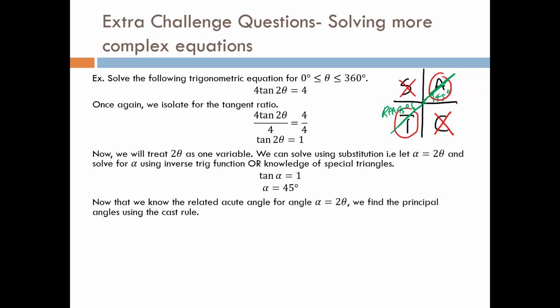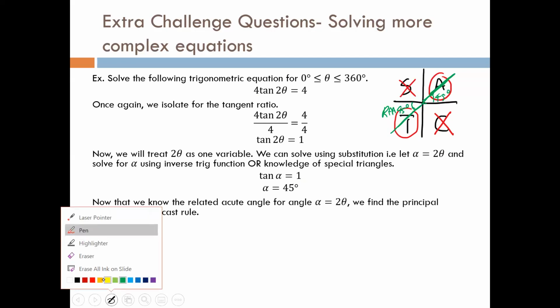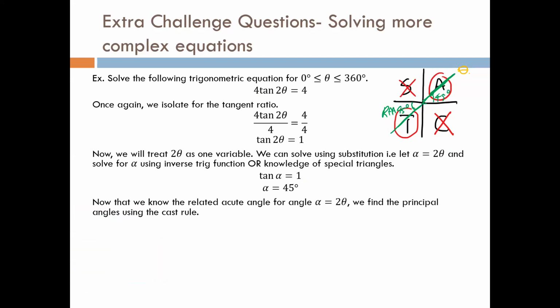So now that you know what the related acute angle is, how do you find the principal angle? Well, this hopefully isn't too bad. We've done this a couple times now. The first one's actually pretty easy. It's equal to 45 degrees because it's equal to the related acute angle. The second principal angle is simply going to be 180 degrees plus the related acute angle of 45 degrees. So we simply add on the related acute angles. So that gives us 225 degrees. So there are our two angles.